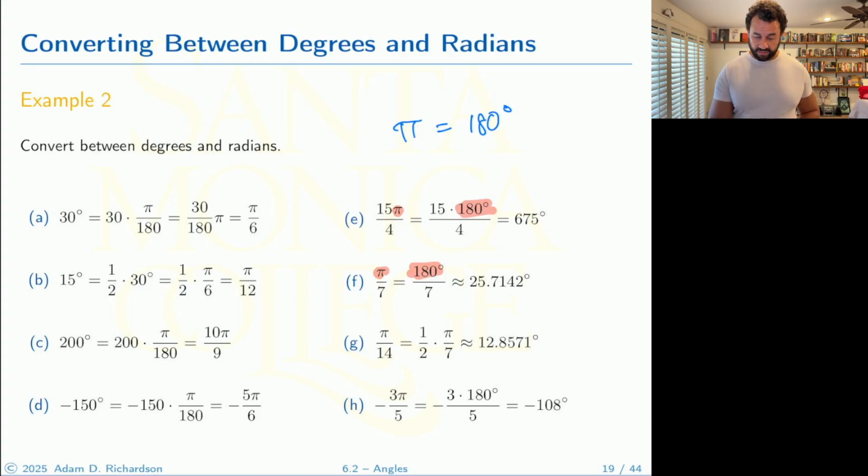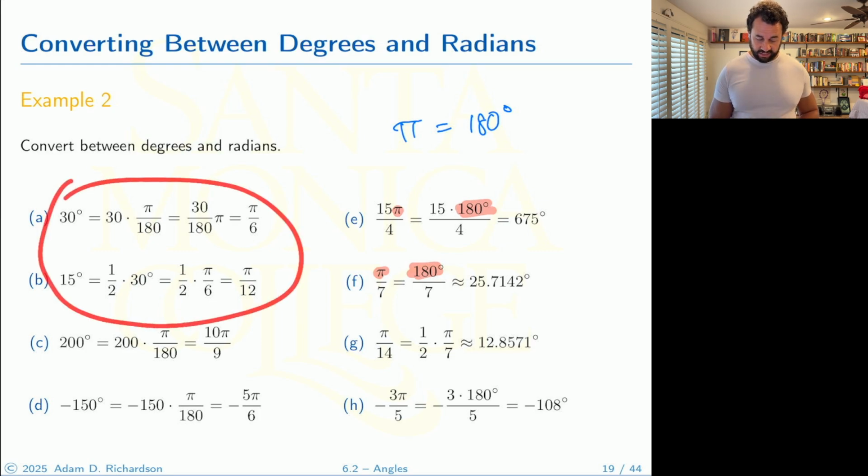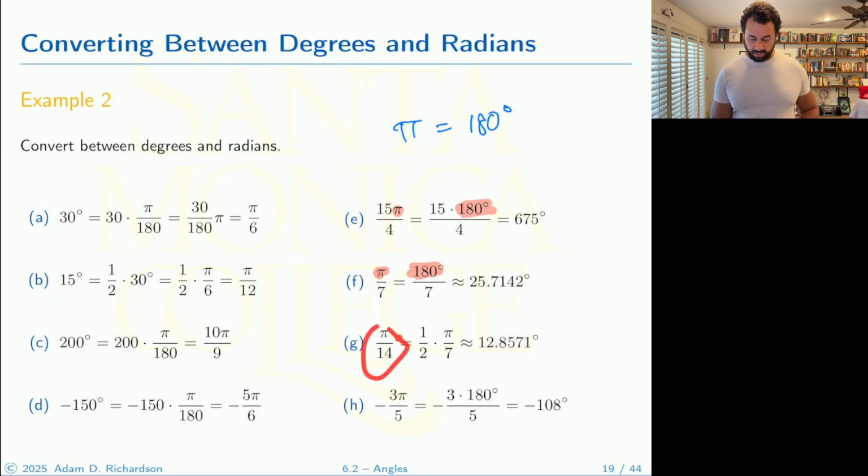But if you wanted to approximate it, if you wanted a decimal approximation, you could just say that it's about 25.7142 degrees. And using a similar technique that we saw with these two, if I want to know what pi over 14 is in degrees, well, that's half of pi over 7. And I already know what pi over 7 is approximately, so I'll just divide this by 2. I'll take half of pi over 7, and that'll give me about 12.8571 degrees.